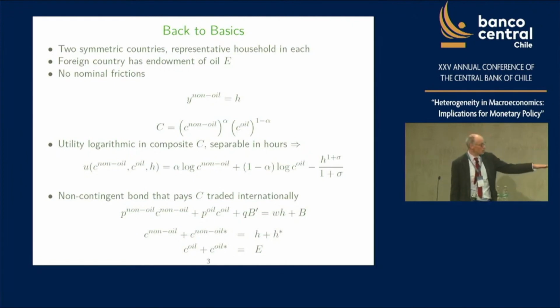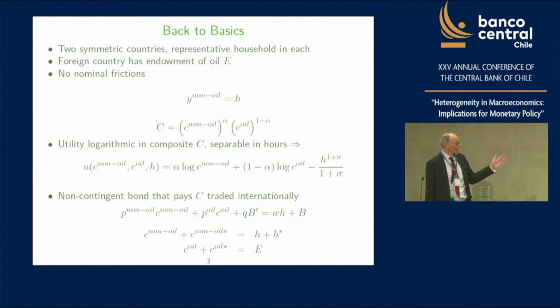And imagine these two countries trade a bond. So in each country, the budget constraint says spending on the non-oil goods, spending on oil, you can borrow and lend in the bond, and you have some wage income. And then the world resource constraints: the oil consumption in both countries adds up to the oil endowment E, and then the non-oil consumption adds up to the total output produced in the two countries.